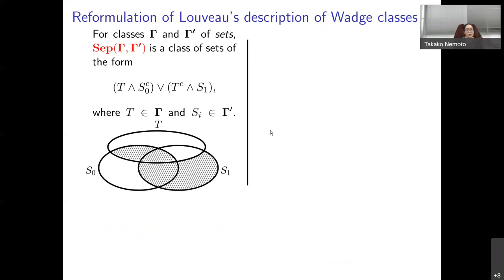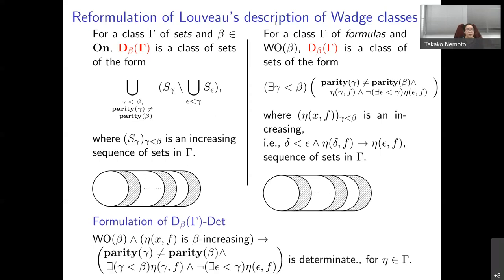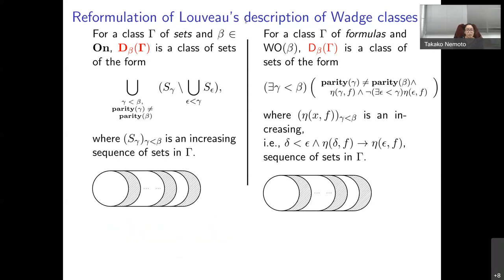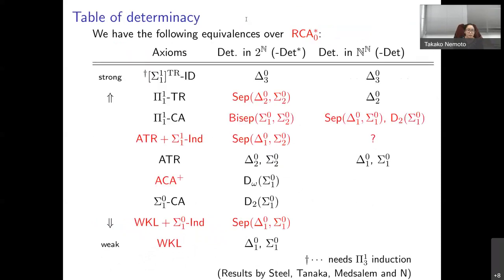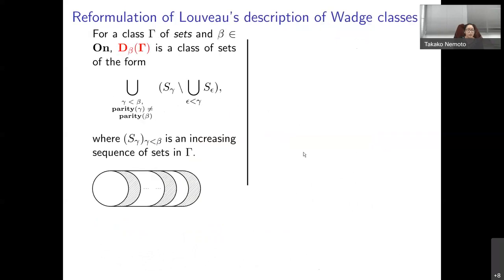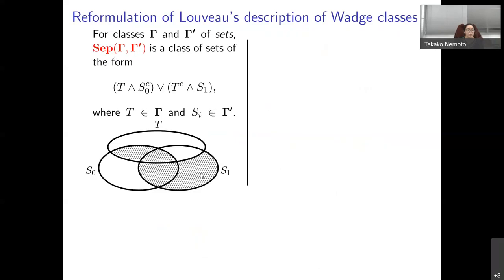And another class. By the way, for the Wadge hierarchy, Louveau introduced, I think, 5 operations to make a class of sets. And for determinacies, up to delta zero two or slightly above sigma 02, we only need 3 of them. So one is this difference class, and the second one is the operation called set for the classes gamma and gamma prime of sets.